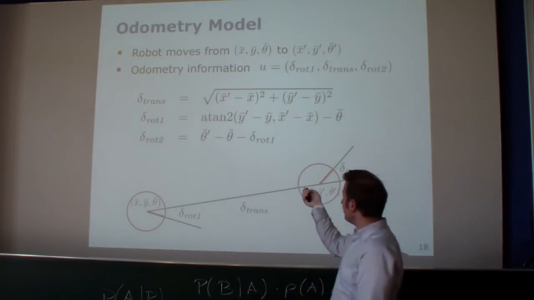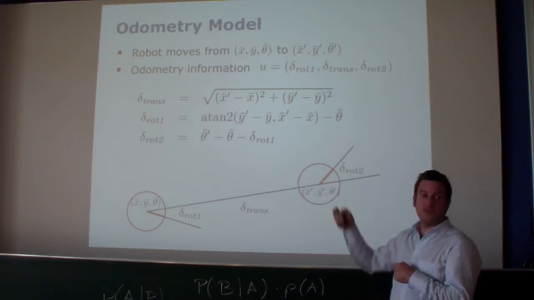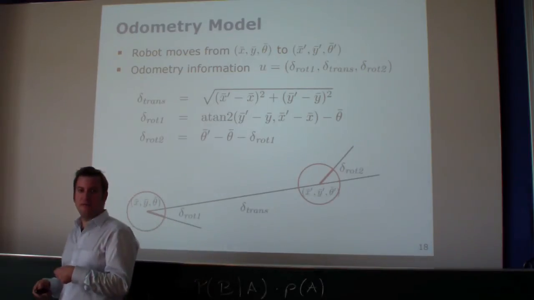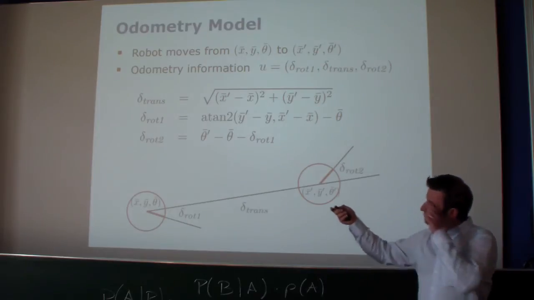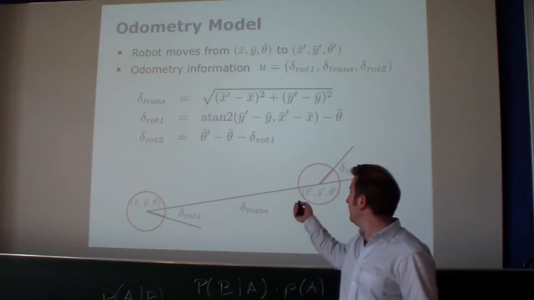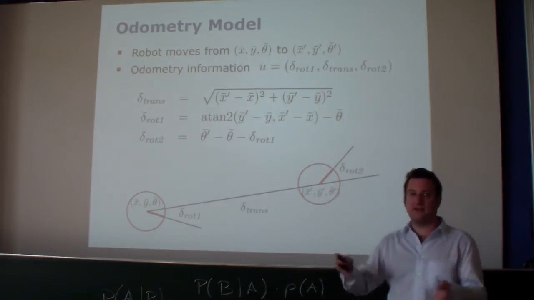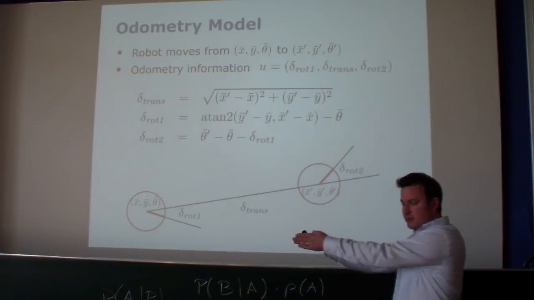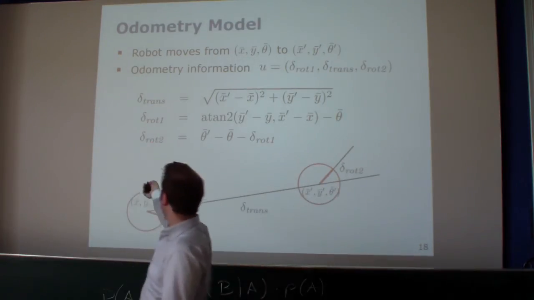So, for example, the translation, how much I have to move forward, is just the Euclidean distance between the two points, between the current location and the location where I am. And the rotations are given by how much I need to rotate by the arctangent function, in one case minus the orientation, and then we're just adding and subtracting the individual rotations. So to go from here to here, looking in this direction, I need to rotate, let's say, by around 90 degrees first, then I move forward and do a second rotation. This is powered by these two rotations.